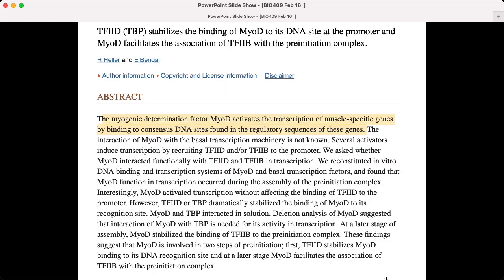We're just going to look at this, and it says the myogenic determination factor, MyoD, activates transcription of muscle-specific genes. We know that term, right? Muscle-specific genes, tissue-specific genes. It's going to help differentiate, and that involves diseases. It does this by binding to consensus DNA sites, the enhancer found in regulatory sequences of these genes. Great, okay?